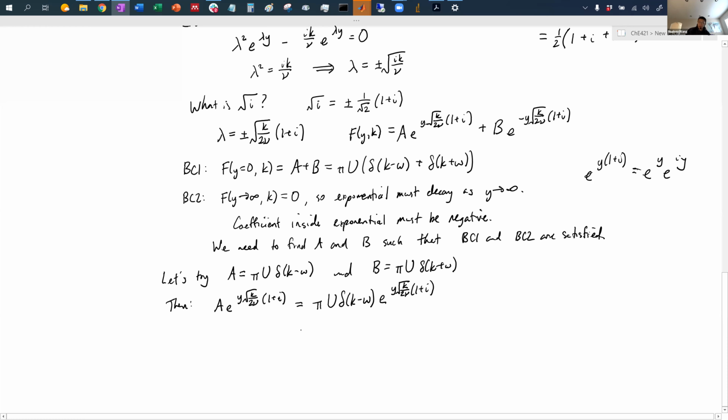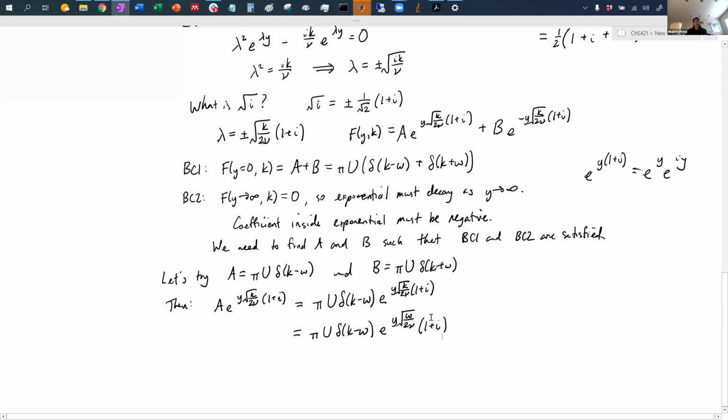This term right here is equal to that, where I just replace this k with an omega. That's the sifting property of delta functions. You can think about it as this function right here being a function of k, and so only one value of that function could ever be non-zero. That's when k is equal to omega, and so that's just when k is equal to omega.